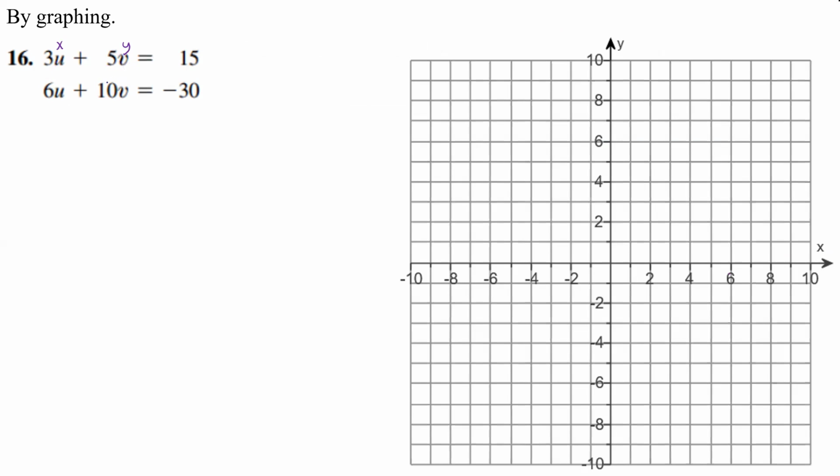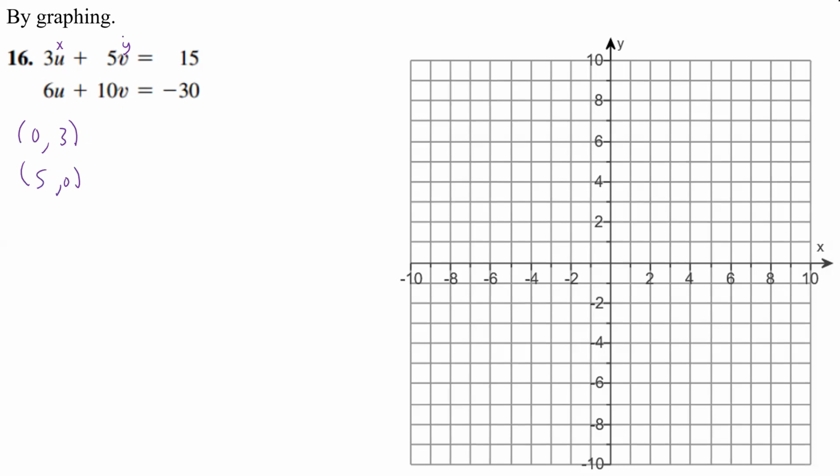We can plot points, or we can solve for y, and then have a point and a slope, and move from there. So one way we can do this is, on the first equation, we plug in 0 for x, and if we do that, y is going to be what? Well, that's going to be a 3. And if we plug a 0 in for y, we're going to get 5 for the x.